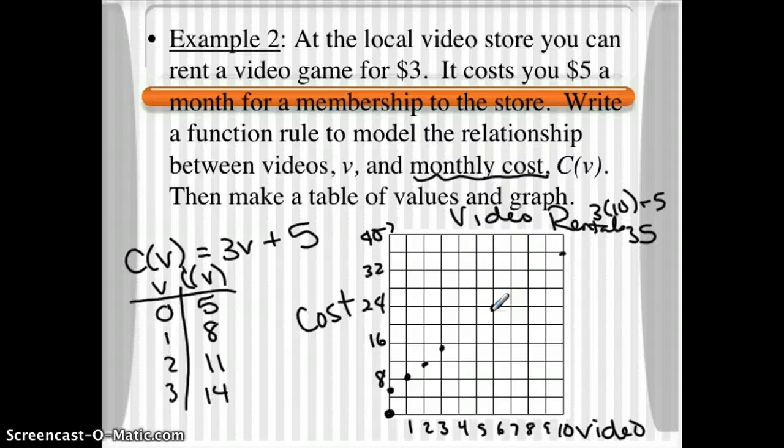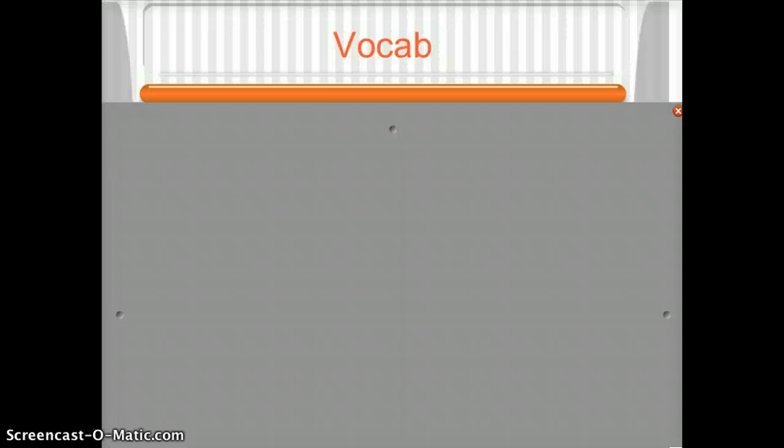Okay, and I could decide whether or not I want to connect these. Now, if you remember back in 7th grade, you're allowed to connect to see the pattern always, but let's go over some other reasons why when we connect and when we usually don't. So let's look at some vocab.